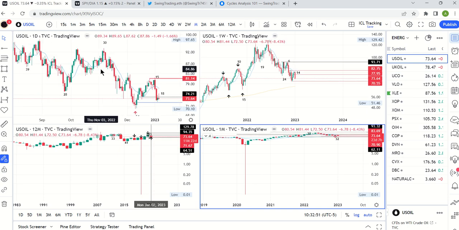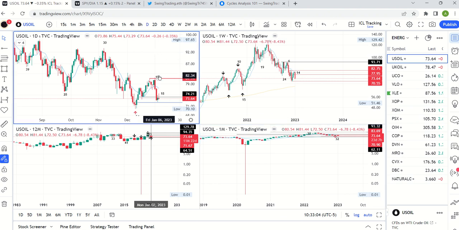We'll look at XLE. We'll also look at various other energy names, try to understand what direction the price of oil is going, and also where oil equities are going. They're not always moving in the same direction, and in fact, in this case, they're continuing to diverge. So let's start with the daily chart for oil.